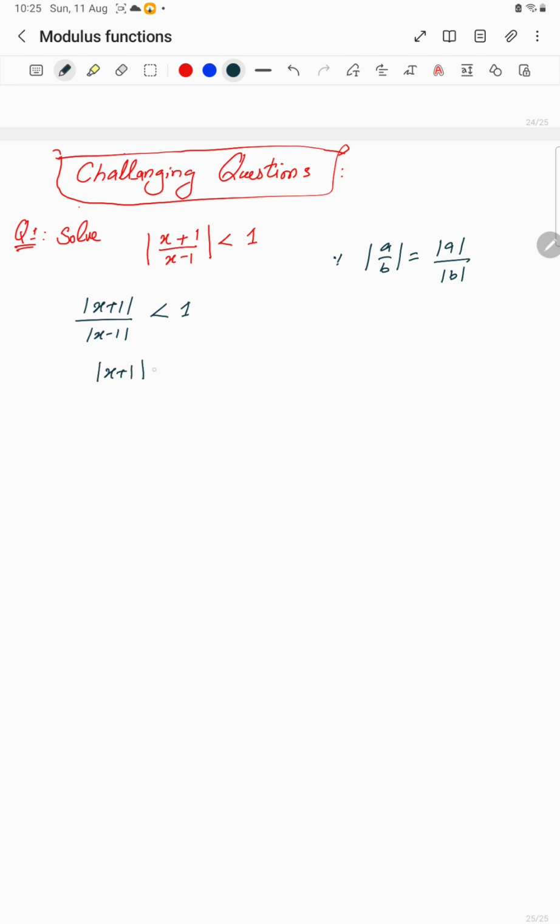So I can write modulus of x plus 1 is less than modulus of x minus 1. Now the same case, we have modulus on either side of the inequality. So you can use the square property over here, taking square on both sides, and this will be without modulus: x plus 1 whole square less than x minus 1 whole square. So you can expand it: x square plus 2x plus 1, x square minus 2x plus 1.